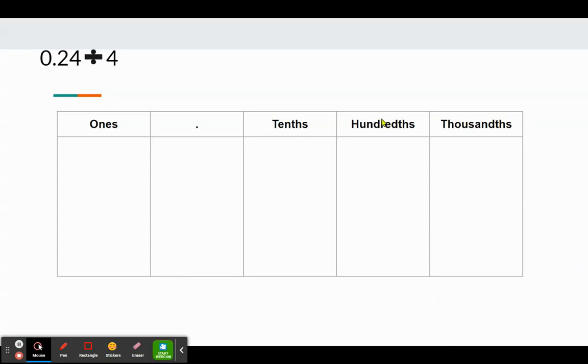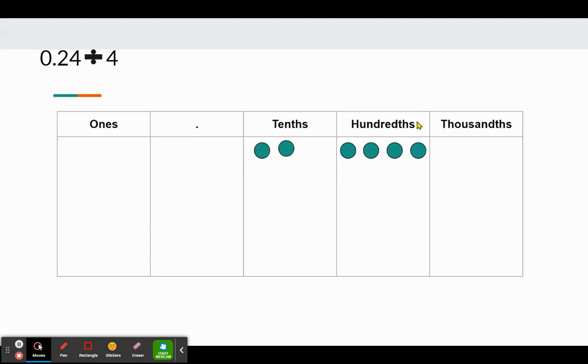So the first problem we're going to do is 0.24 divided by 4, or 24 hundredths divided by 4. So let's go ahead and place everything in our place value chart. So I have 2 tenths and 4 hundredths. Okay, now I need to divide my 24 hundredths, or 2 tenths and 4 hundredths, by 4.